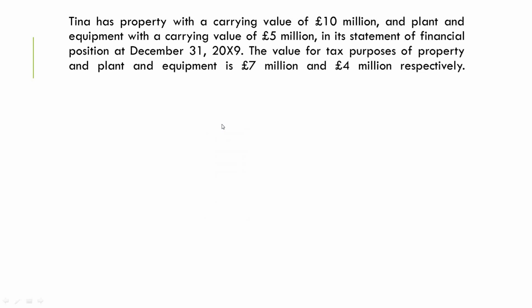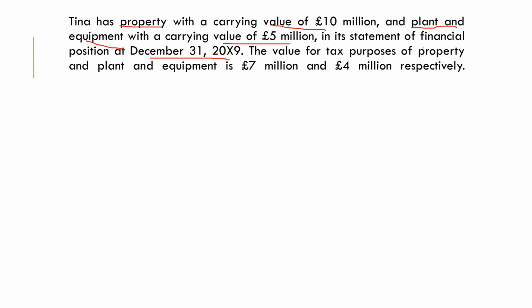The first one is about property with a carrying value of 10 million and plant and equipment with a carrying value of 5 million. So we are talking about 2 different assets here, which are the property and also the plant and equipment. You are given directly the carrying value for the financial year 31st December 2009, meaning that you do not have to calculate the net book value by yourself. It is given to you.